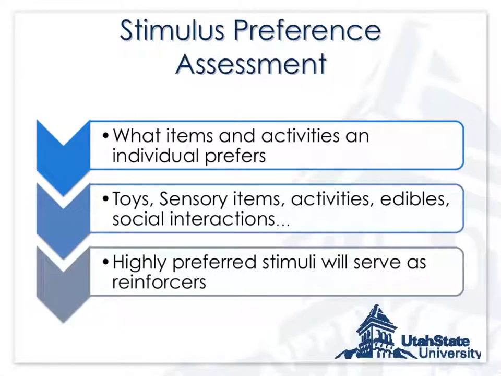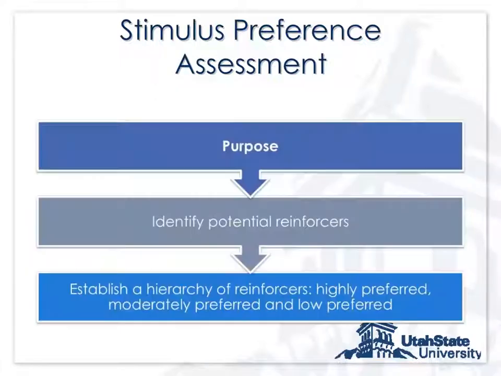Stimulus preference assessments are a set of procedures used to determine what stimuli an individual likes or prefers. They can be used with a variety of different stimuli: toys, sensory items, activities, edibles, and even social interactions. An implicit assumption regarding stimulus preference assessment is that highly preferred stimuli will serve as reinforcers and thus will be useful to change behavior, such as reducing problem behavior or teaching a new skill.